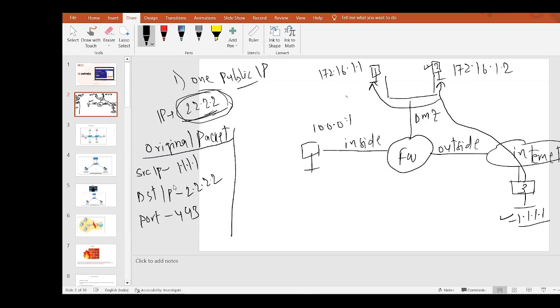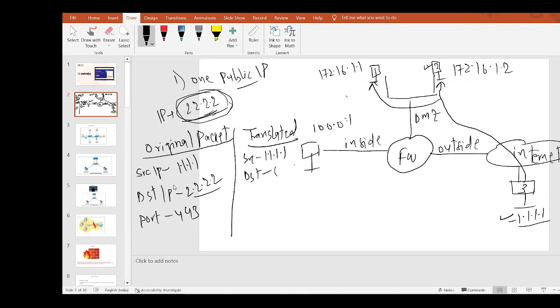What would be my destination translated packet? The translated packet, guys, source IP is my same 1.1.1.1. Destination IP. Okay, how will my firewall convert it? I will explain that. See that, guys.